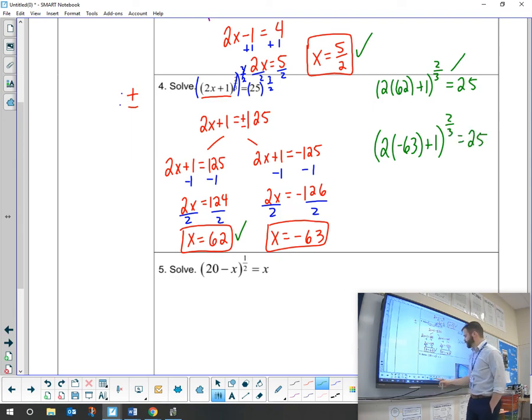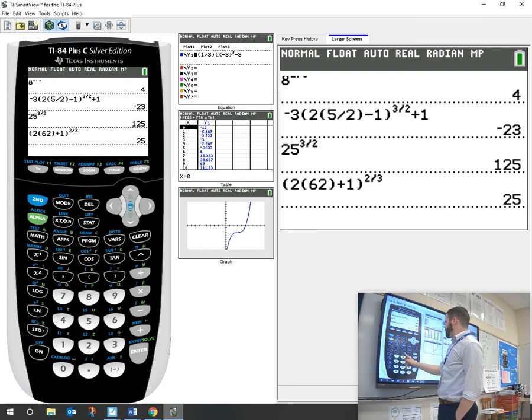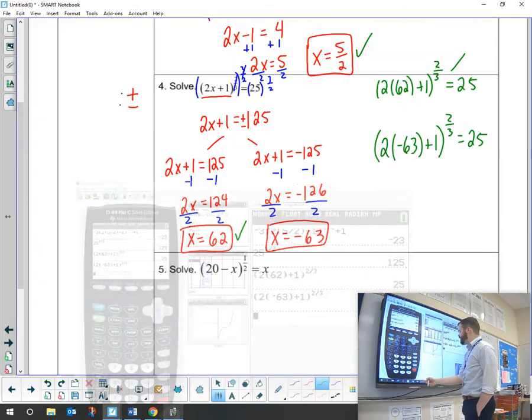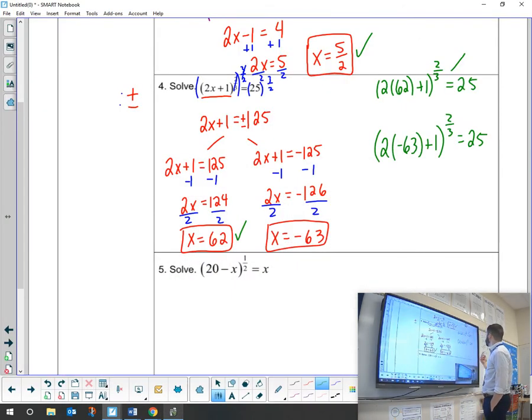Let's try negative 63. Okay, so let's try this one. We're going to go 2 times negative 63 plus 1 raised to the power of 2/3. Hit enter. Hey, that one equals 25 too. So this one checks out as well. So both of these are true answers.